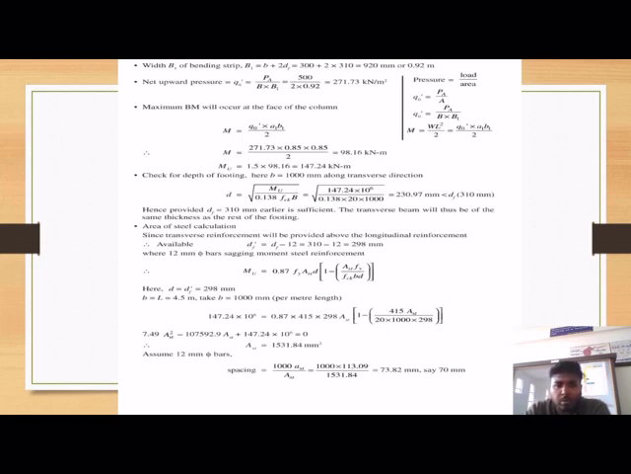Net upward pressure is equal to 271 plus 73. Maximum BM is equal to 98.16, so Mu is equal to 1.5 into 98.16, which is 147.24 kilonewton meter.